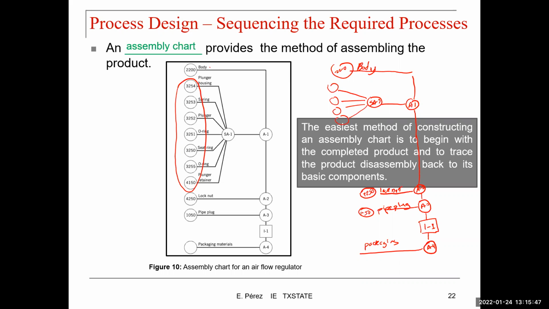So going back to that comment in the gray box, the easiest method for constructing an assembly chart is to do what I just did. You have to understand the sequence of steps that are required for the final assembly, and then you trace back those events or assemblies, reorder those from end to beginning in order to trace back each part of the assembly until you get to the original components. So does that answer the question?